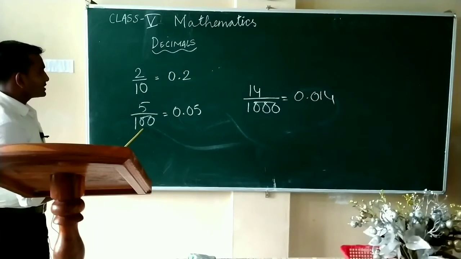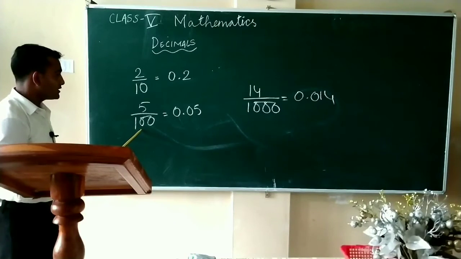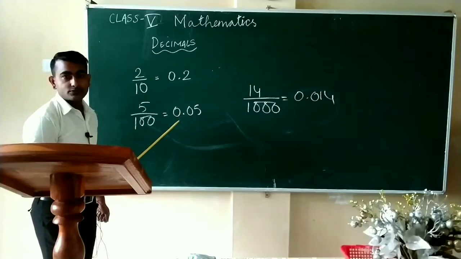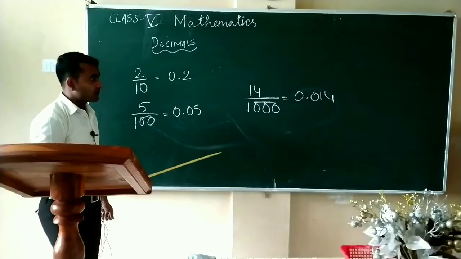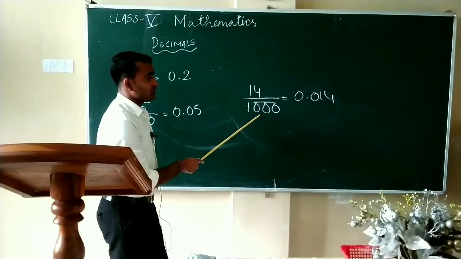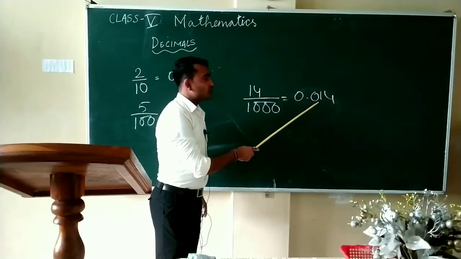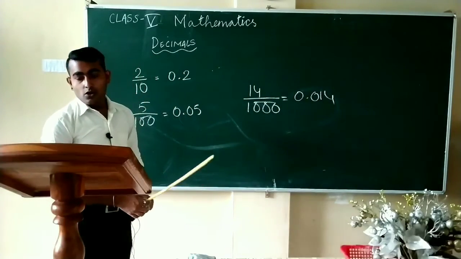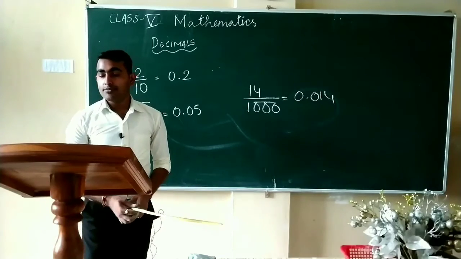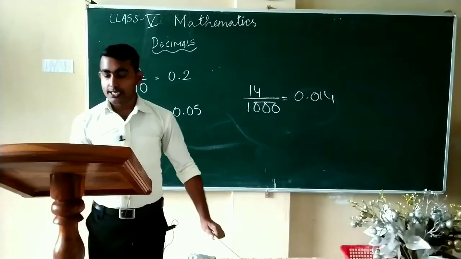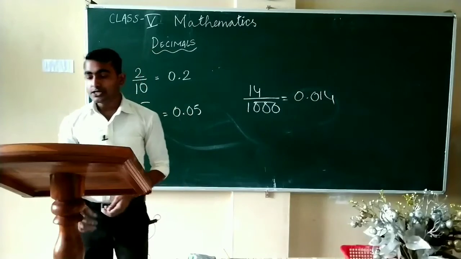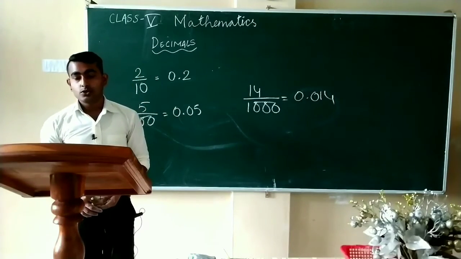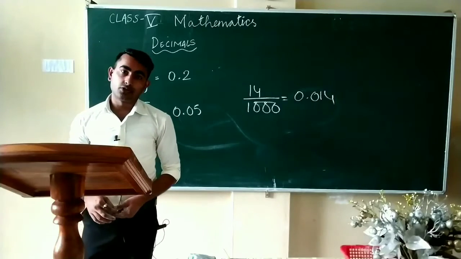If the denominator is 100, the number of decimal places will be 2. If the denominator is 1000, the number of decimal places will be 3. Okay? For fractions which can be converted to equivalent fractions having denominators 10 or multiples of 10, we can apply the same method.